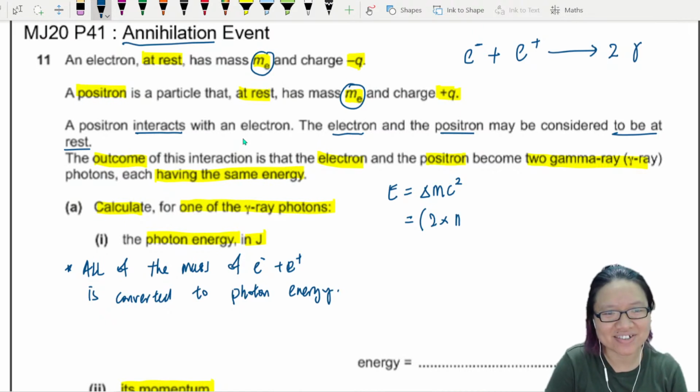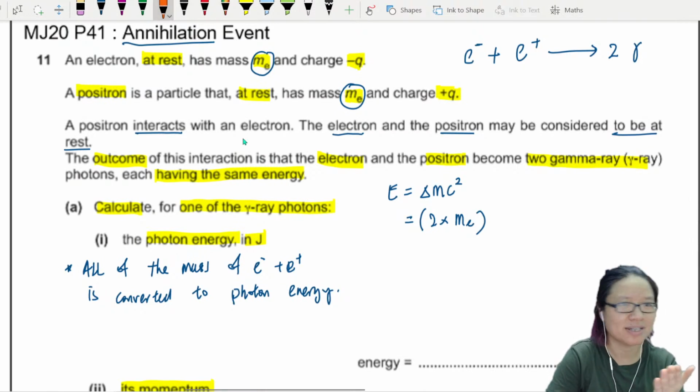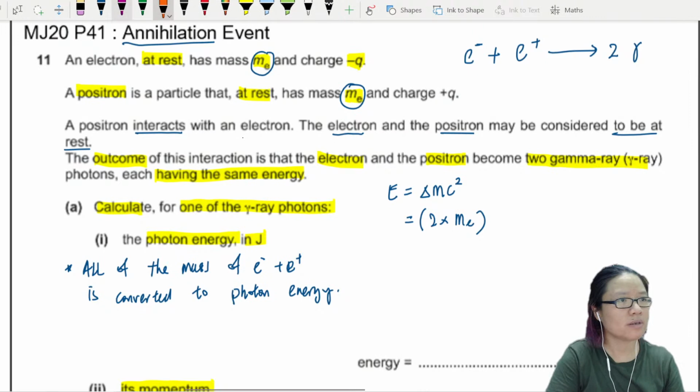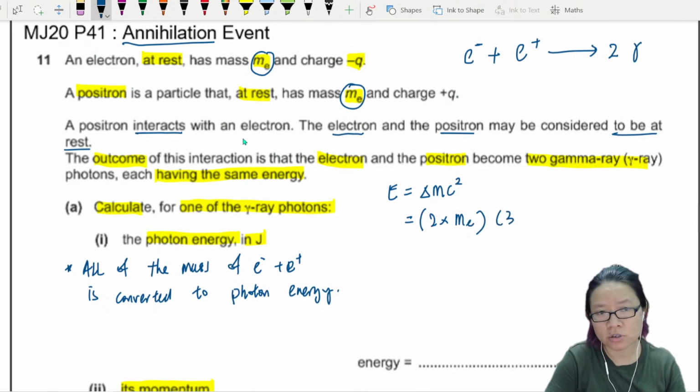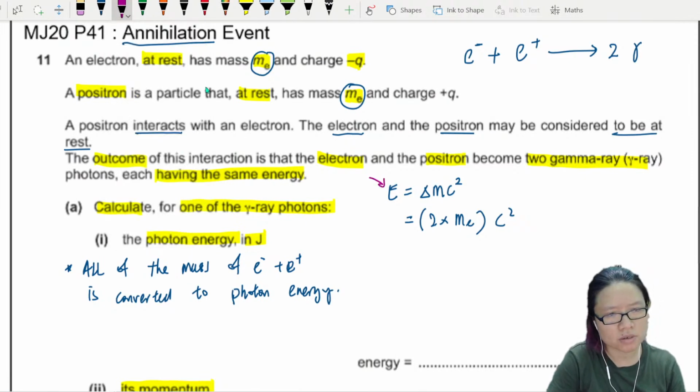Okay, anyway, we're going to put m_e here because we got 2: we got the positron, and the electron. Then we have the speed of light, 3 times 10 to the power of 8. I'm just going to put this as c squared first. This is the energy of the photons. This is 2 gamma photons.